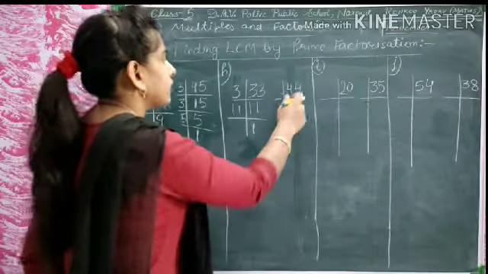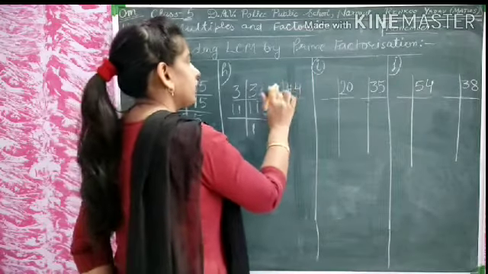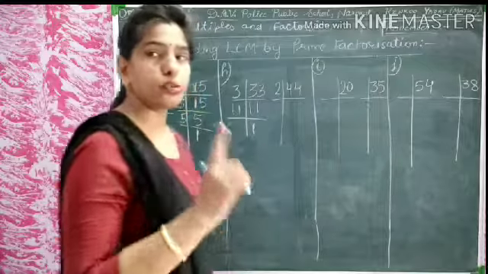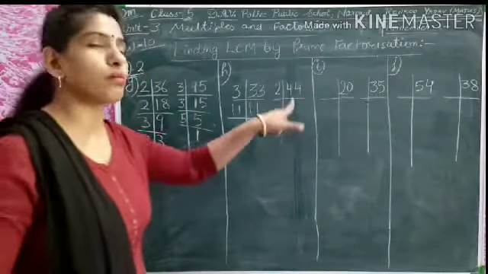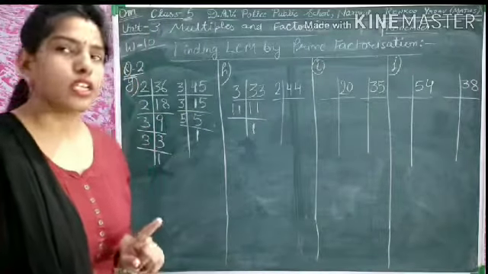Now let's check this question. It will be divided by 2. It will not be divided again. We will not divide it by 4 because 4 is a non-prime factor.